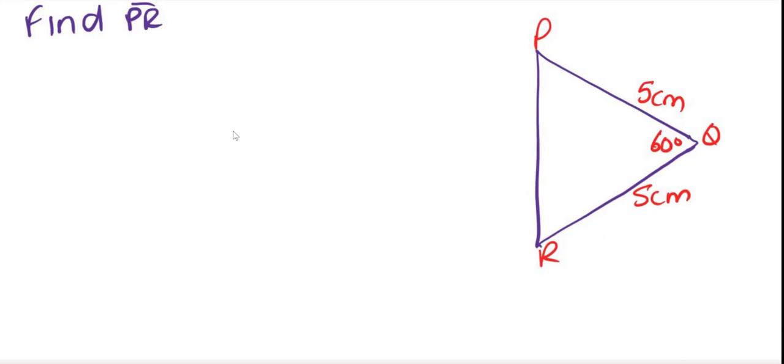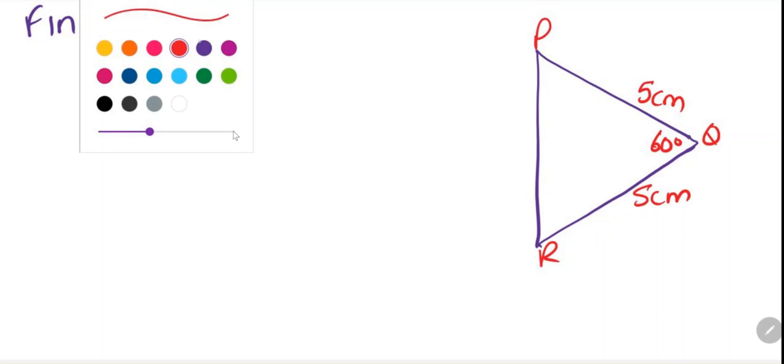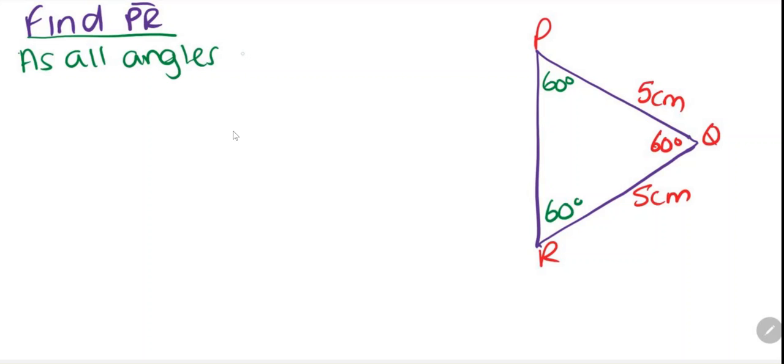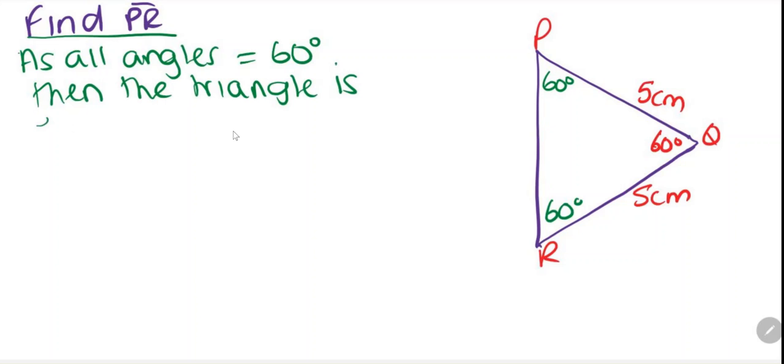So now we're going to find PR. So we've just found that all our angles are 60 degrees. So as all angles are equal to 60 degrees, then the triangle is equiangular.